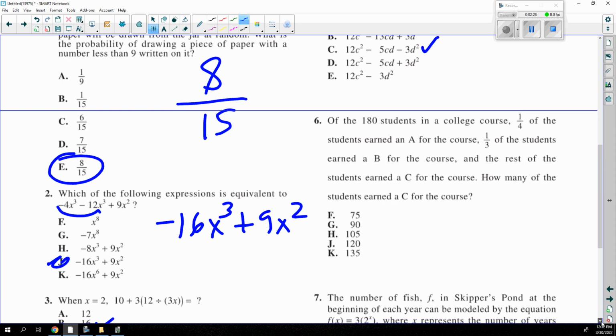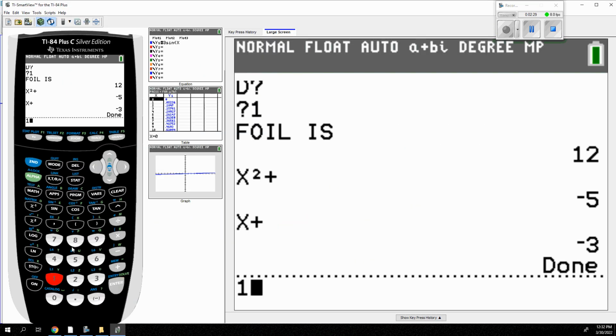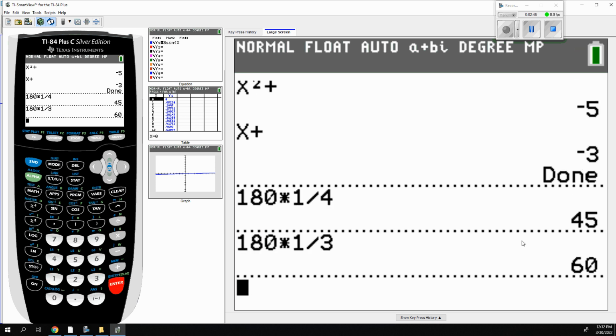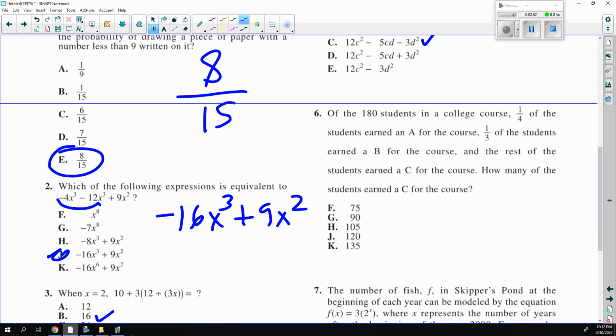1/4 earn A's, 1/3 earn B's. So if you times it by 1/4, that's how many A's you've got. And if you times it by 1/3, that's how many B's you've got. And it's going to be 105 from 180. So 180 minus 105 should give you 75.